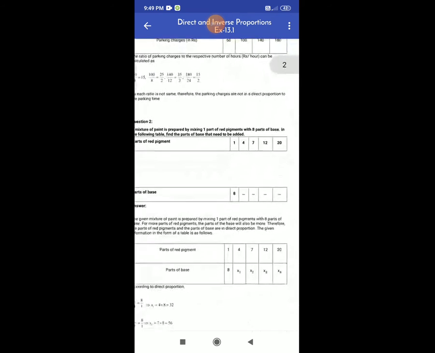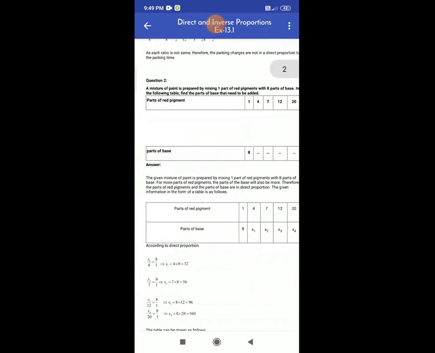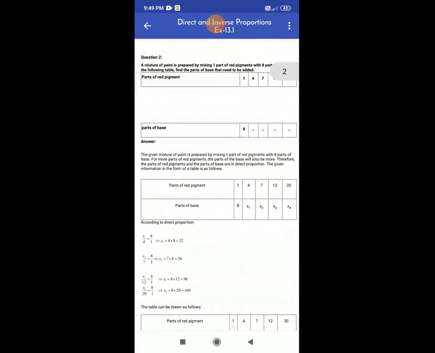Okay, question number 2, now it's on your screen. A mixture of paint is prepared by mixing 1 part of a red pigment with 8 parts of base. In the following table, find the parts of the base that need to be added. Parts of red pigment 1, 4, 7, 12, 20 and parts of base 8, and then blanks.